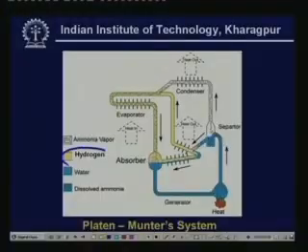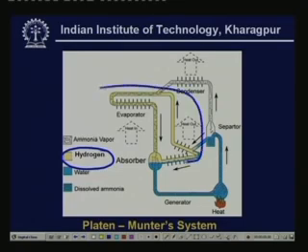So this is done by introducing a third gas, hydrogen. This third gas is inert. When you introduce that into the system, it doesn't react with any of the other absorbent or refrigerant. So this third gas is confined to the low pressure part of the circuit. That means it is confined to the evaporator and absorber. Because of the presence of hydrogen, even though the total pressure remains constant, the partial pressure of the refrigerant reduces.